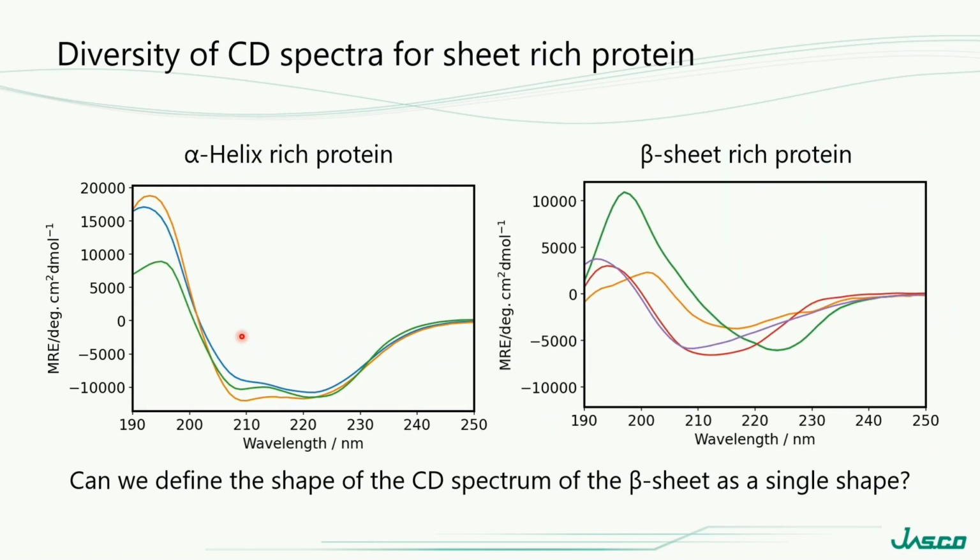The answer is the diversity of the spectrum of beta-sheet compared to the helix-rich protein. The beta-sheet-rich protein shows diversity of the sheet spectrum, and all conventional SSE define the spectrum of beta-sheet as a single shape, so this assumption was not appropriate.